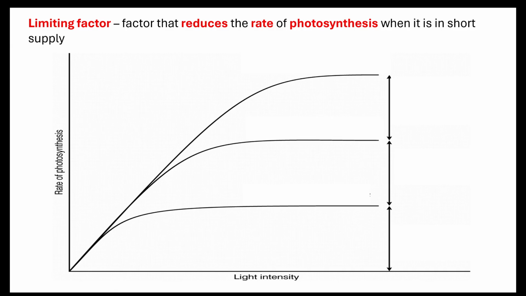So if we then look at limiting factors, what are limiting factors? Limiting factors are factors that are going to reduce the rate of photosynthesis. So if they are in short supply, they are going to reduce that rate. They therefore are called a limiting factor.